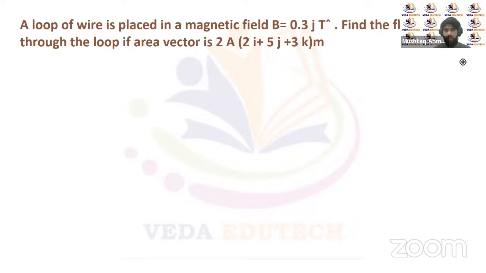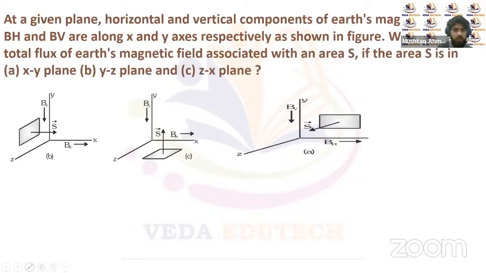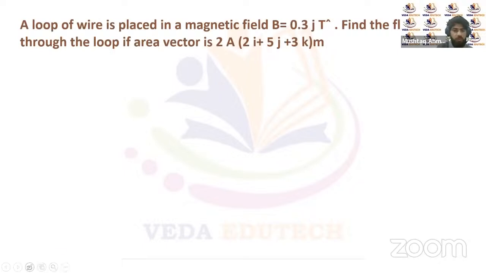A loop of wire is placed in a magnetic field, right? We have been given a loop of wire which is placed in a magnetic field, and the magnetic field is given as 0.3 Tesla j cap. So the magnitude of the magnetic field in this question, B vector, is 0.3 Tesla, and it's directed along j cap. It means it's directed along the positive y direction.